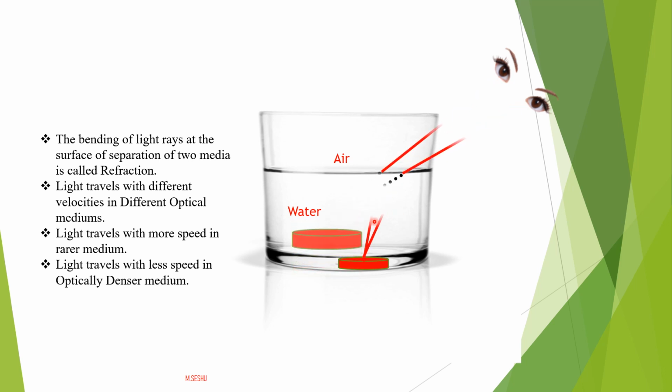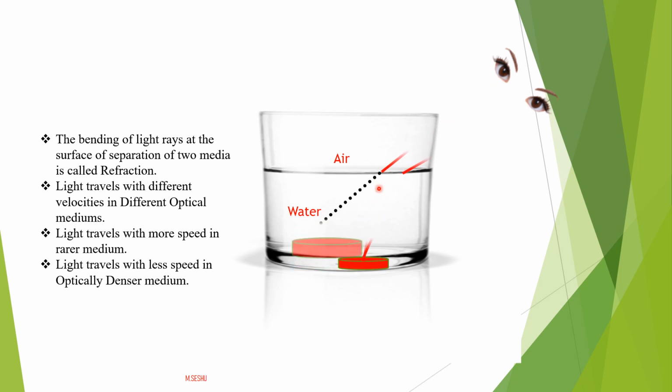Here is the water. When there is a difference in the media at the surface of separation, here is the air, here is the water, the light ray slightly bends, and our human brain feels that the light rays are coming from this position. So this is the position of the image of this coin.